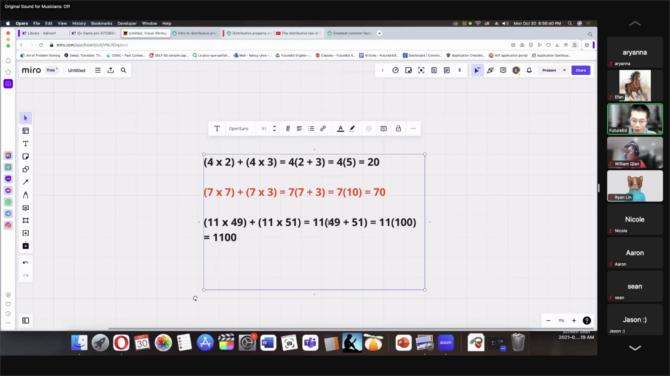I'm pretty sure I heard an incorrect answer somewhere there. Yeah, I did. I said that, then I thought, oh, it's not 10, it's 11. Well, if you just factor out the 11 and then add the 49 and 51, you get 100 really fast. So by factoring out the 11, you can see the answer really fast.